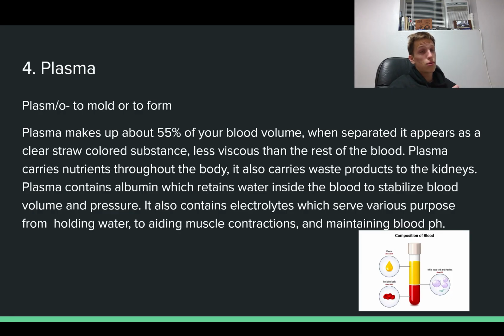One such example is, what is it called? Potassium. That's my bad. You will get muscle cramps if you don't have enough potassium in your body, and plasma will carry potassium.